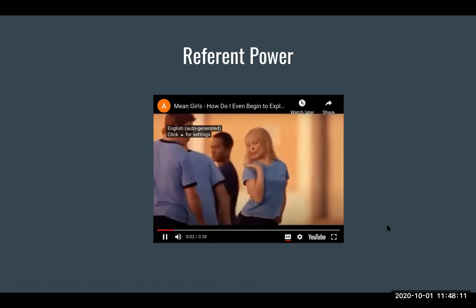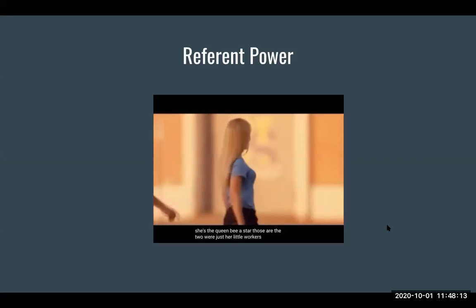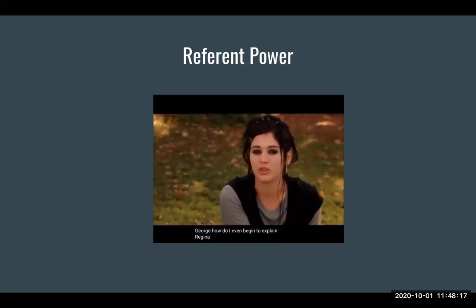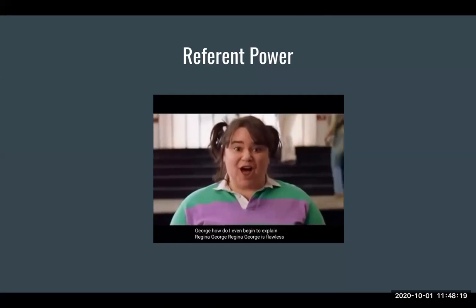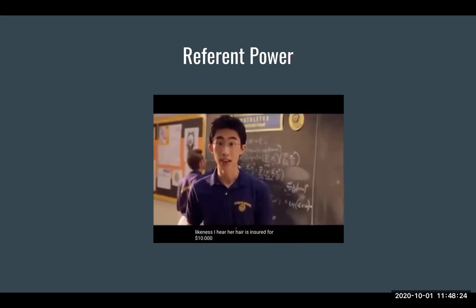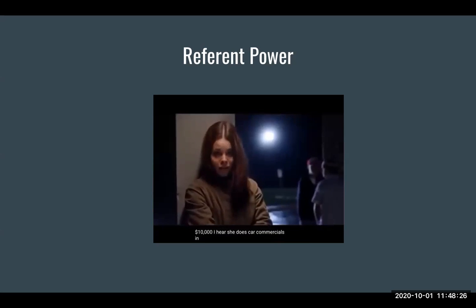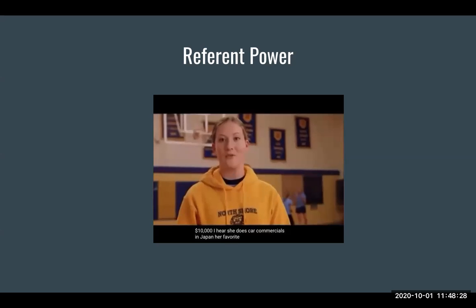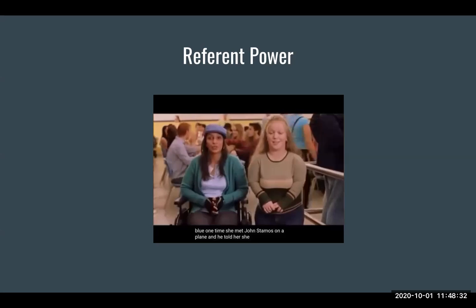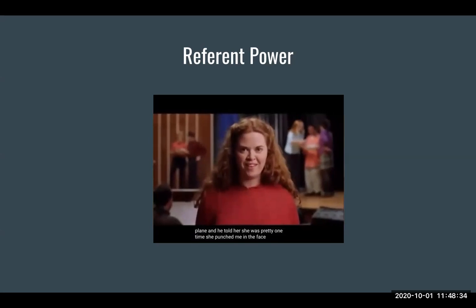She's the queen bee, the star. Those other two are just her little workers. Regina George. How do I even begin to explain Regina George? Regina George is flawless. She has 2 Fendi purses and a silver Lexus. I hear her hair's insured for $10,000. I hear she does car commercials in Japan. Her favorite movie is Varsity Blues. One time she met John Stamos on a plane. And he told her she was pretty. One time she punched me in the face.